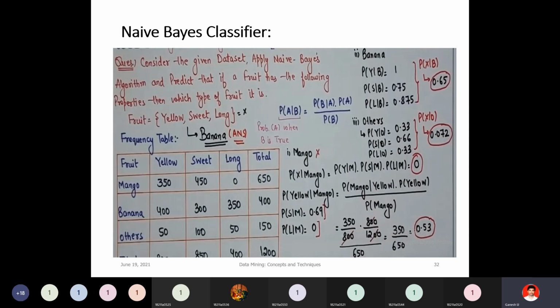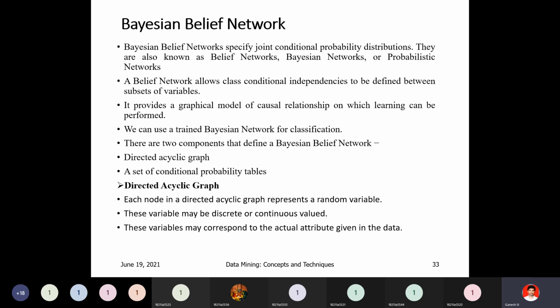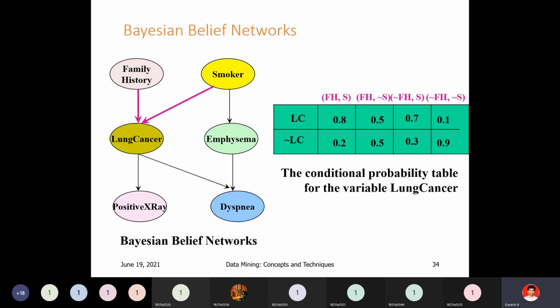Next, for the Bayesian belief network, we first have to draw the directed acyclic graph. Next we have to draw the conditional probability table for a variable, that may be lung cancer or emphysema or dyspnea. Whatever the case, we just draw the conditional probability table: what is the probability of this, what is the probability of that. That we have to draw as a table. This is about the Bayesian belief network. In the next class we will see classification by backpropagation. For classification we mainly have the decision tree.